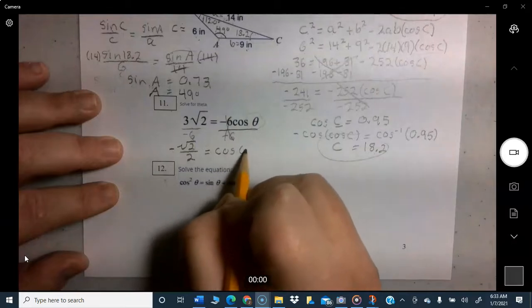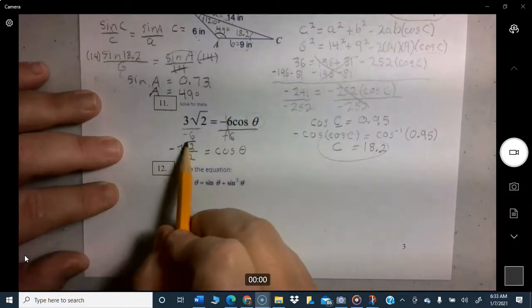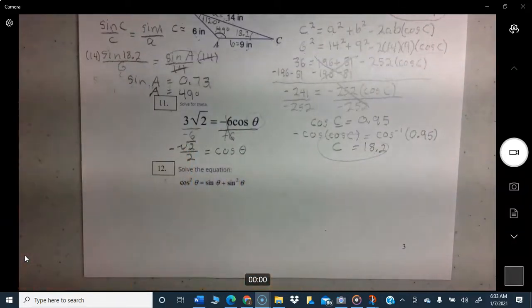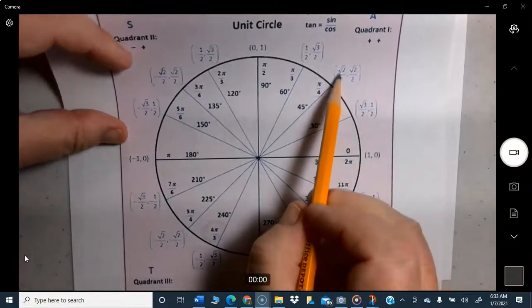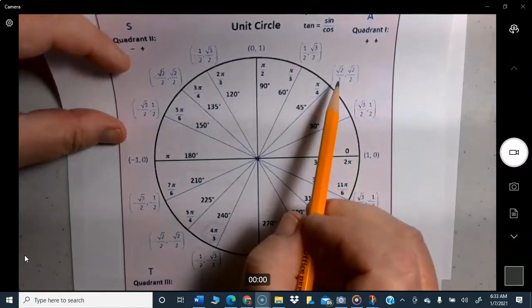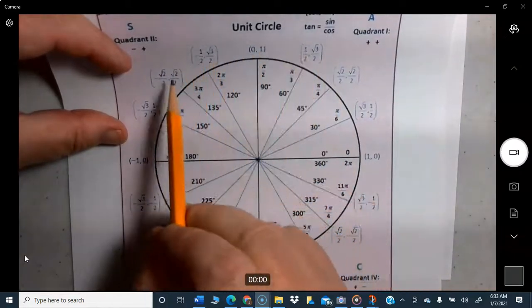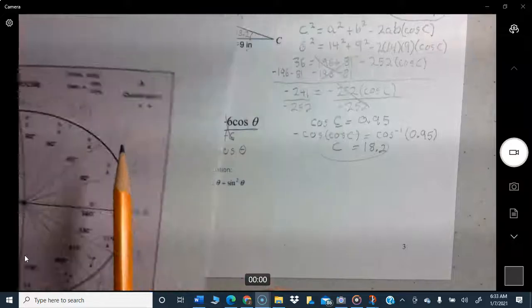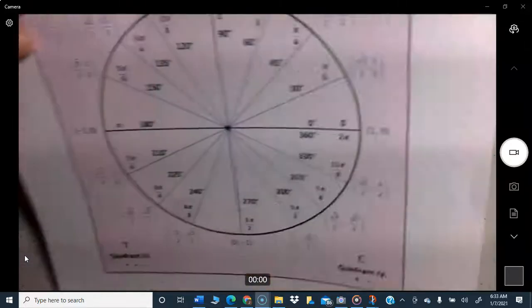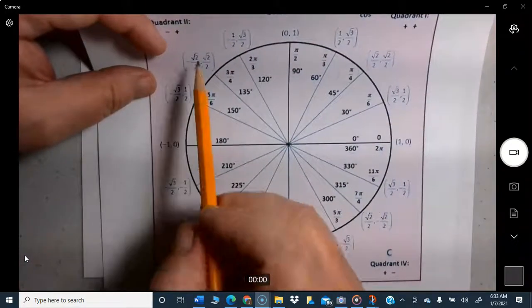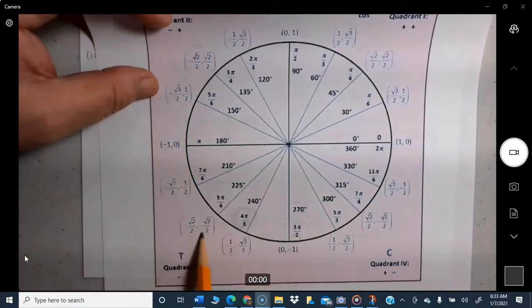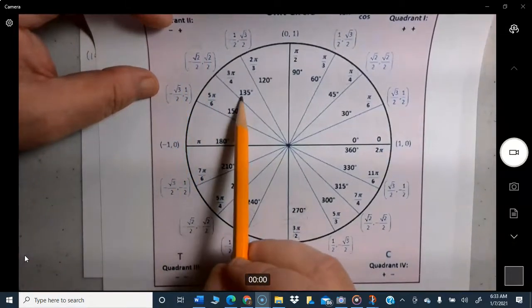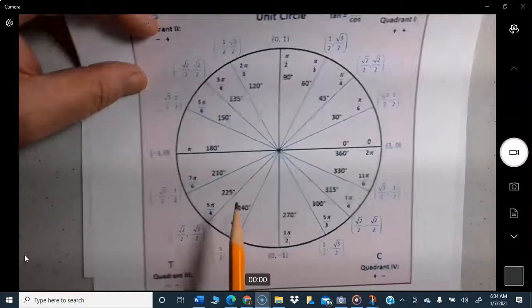Now hopefully you've done enough of your homework assignments and problems to recognize that number. That number shows up on your unit circle. Alright, so let's see. There's square root of 2 over 2, but we don't want that. We want negative square root of 2 over 2. So we come around here. There it is right there. And we want it for the cosine, meaning we want the first of these two. So there it is right there. And if you come down here, there it is again. So it's at 135 and 225.